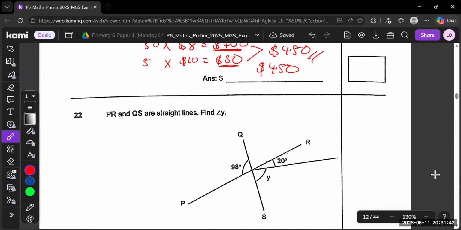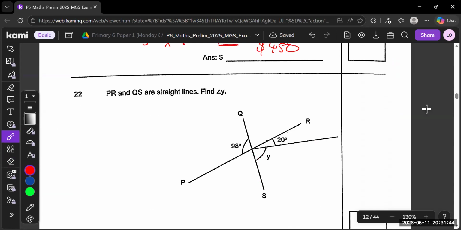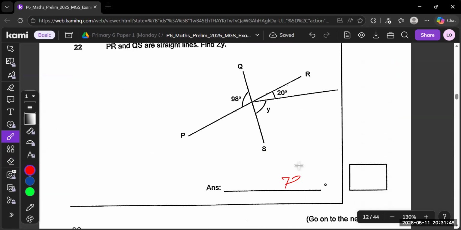Question 22, the answer is what? The answer is 78 degrees. Any mistake? This one is easy also. Why easy? Because straight line, 180 minus 98, you will get 82. And then there's another straight line. So 180 minus 82 minus 70, you will get 78 degrees. Still quite easy. Later on, you will see the questions get a little bit harder compared to the previous paper one.